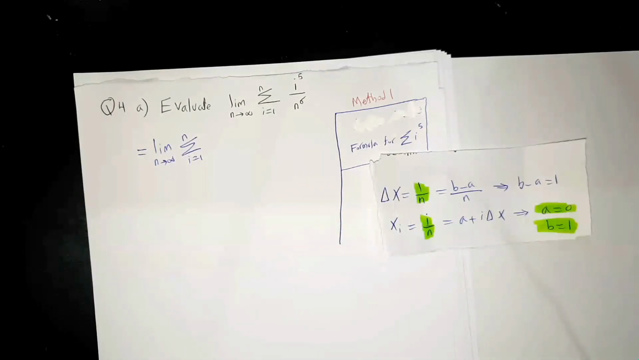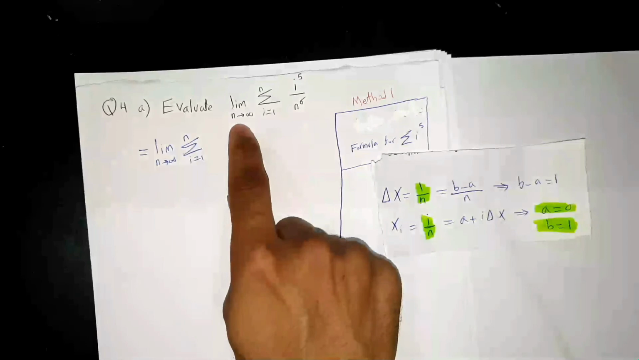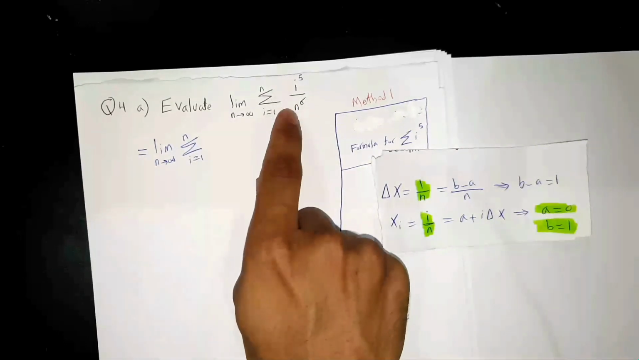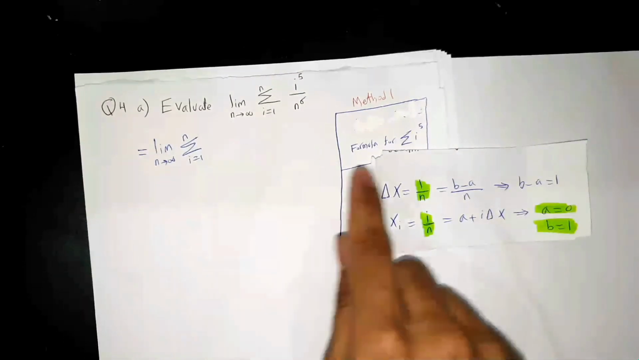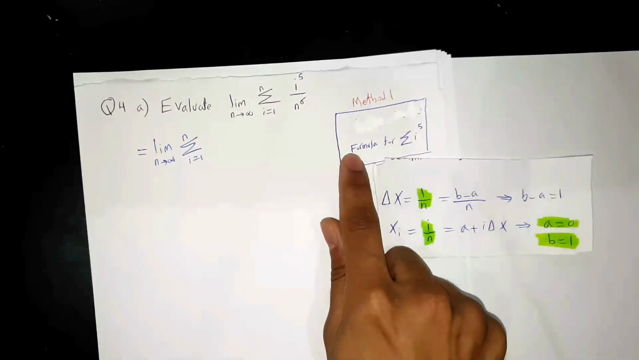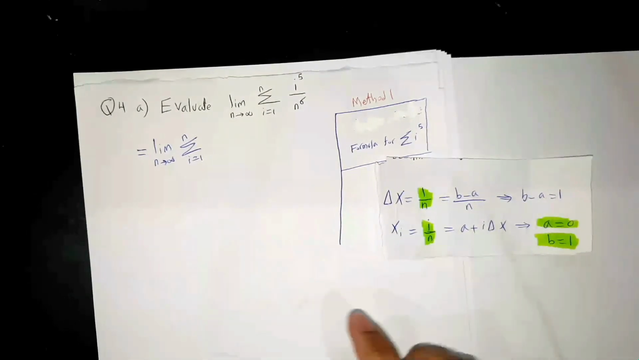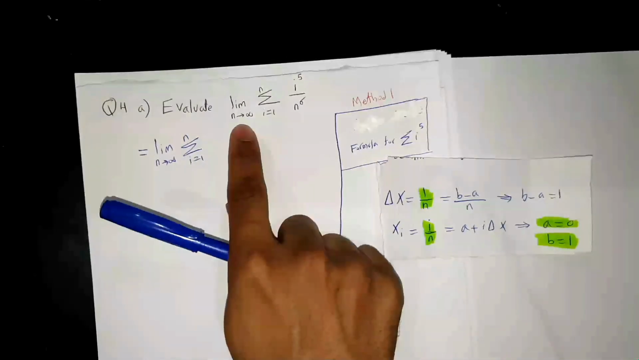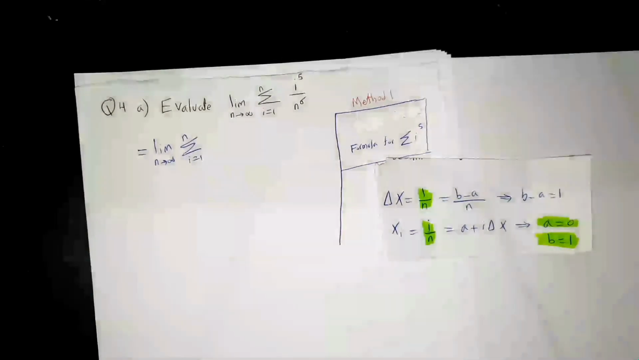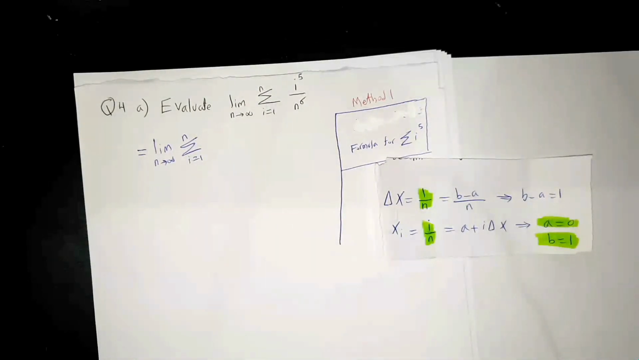Question 4, part A. He said evaluate the limit when n goes to infinity of the summation of i to the power 5 over n to the power 6. Method number 1 is to look for a formula on the internet for i to the power 5, plug it back, evaluate the limit, and you are done. But we will not proceed with this. Instead of that, we will change this limit of summation to an equivalent integral, then we evaluate that integral.